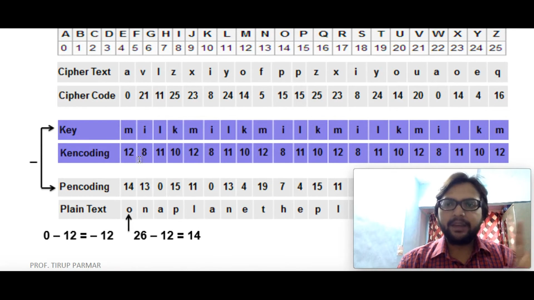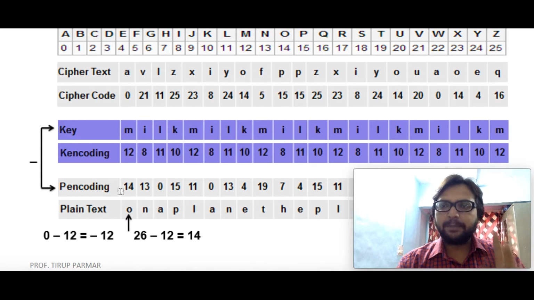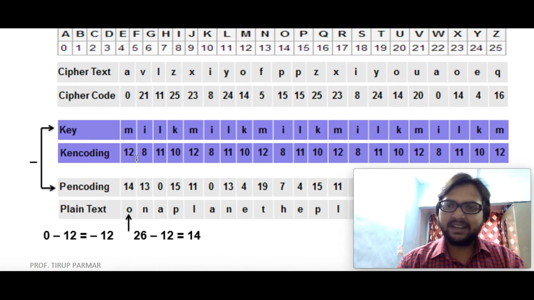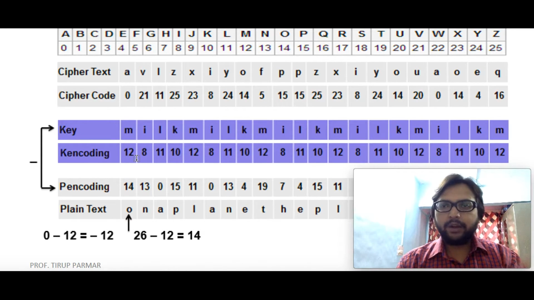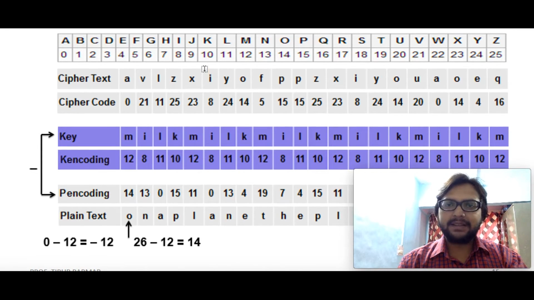Then in the same way, 21 minus 8. Remember, if the result or pen coding number which we are getting is negative, then we have to add 26 to it. And if the subtraction result is a positive number, then we are going to find the same number from here only. So suppose 21 minus 8, that is 13. So here we are not going to add 26 to the same. As you can see, 21 minus 8, our result is 13. So on the 13th position we have N.